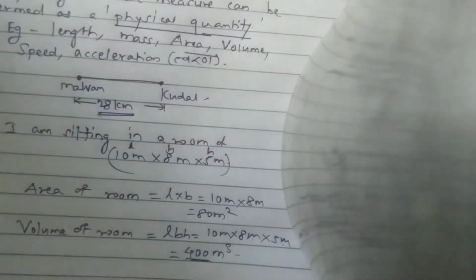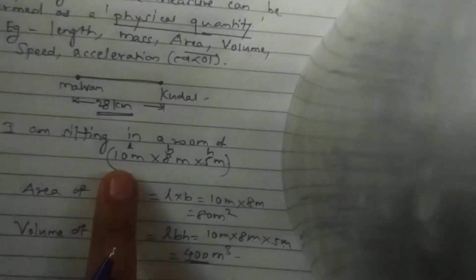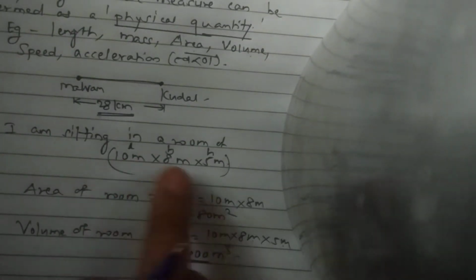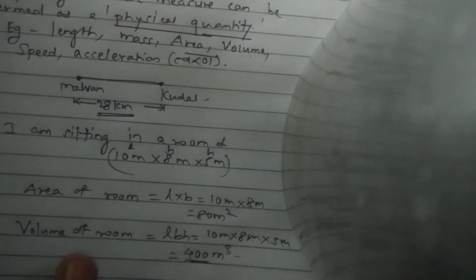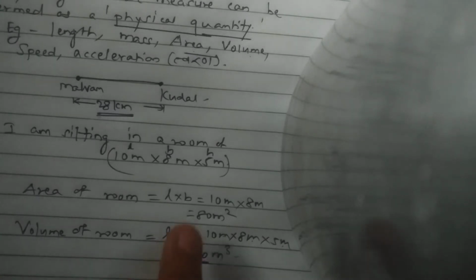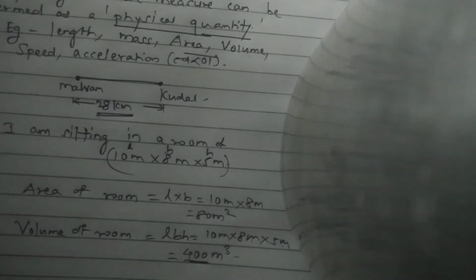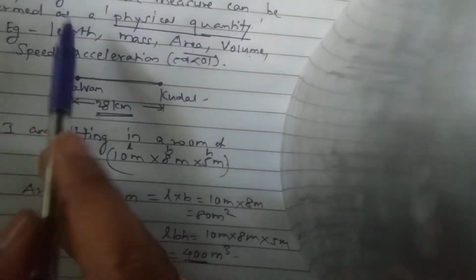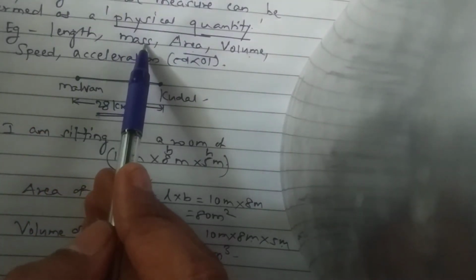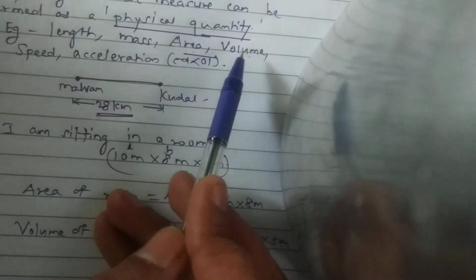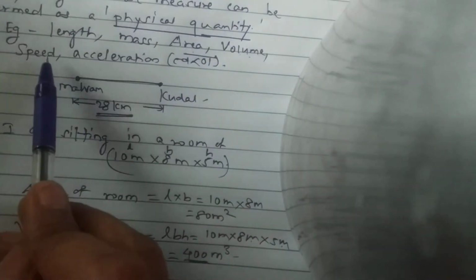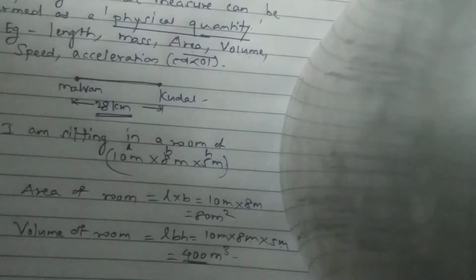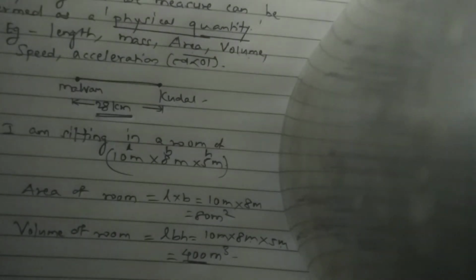So basically, if you are given the dimensions of a room, that is length, breadth and height of a room, you can easily find its area, you can find its volume also. So all these things that you are measuring, these are what are termed as physical quantities. You have length, you have mass. From the length you can find area, you can find volume, you have speed, acceleration.